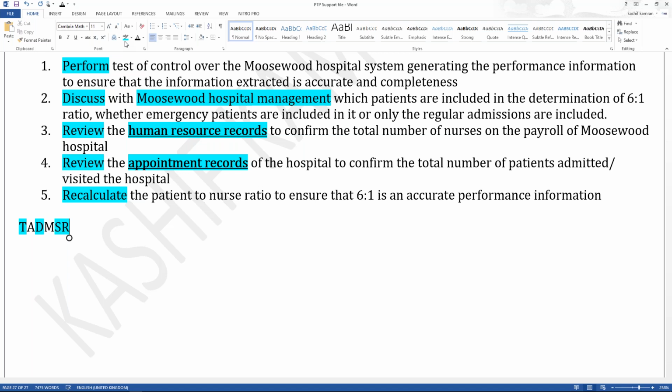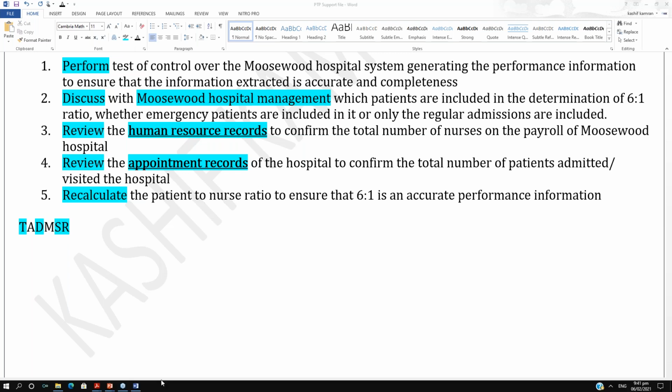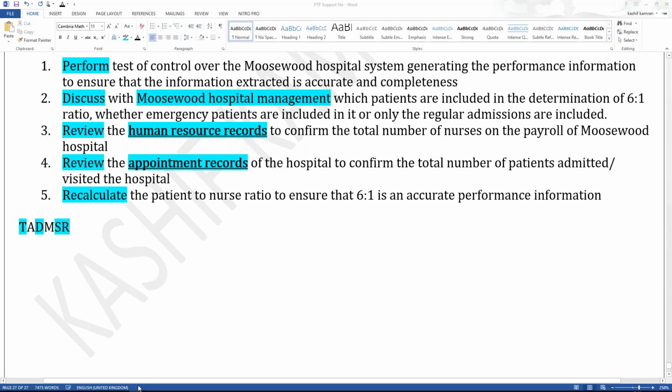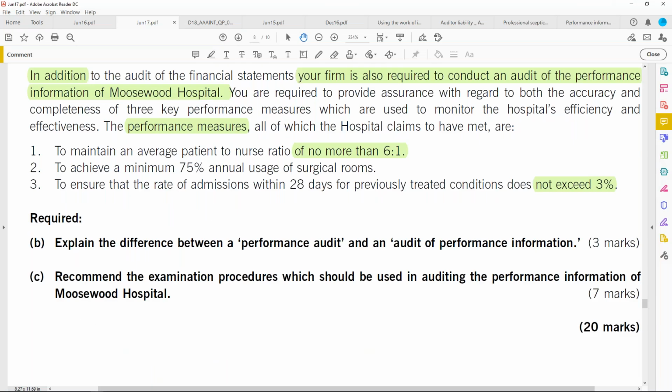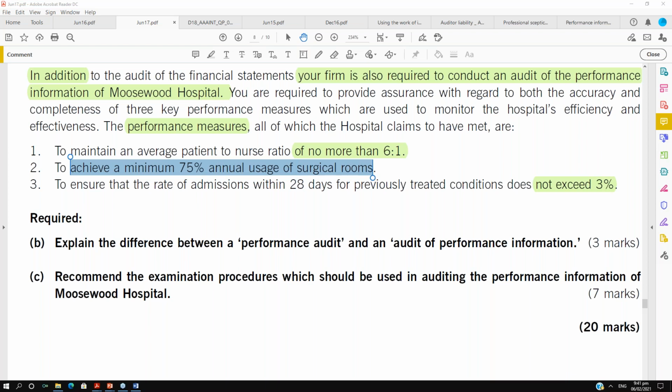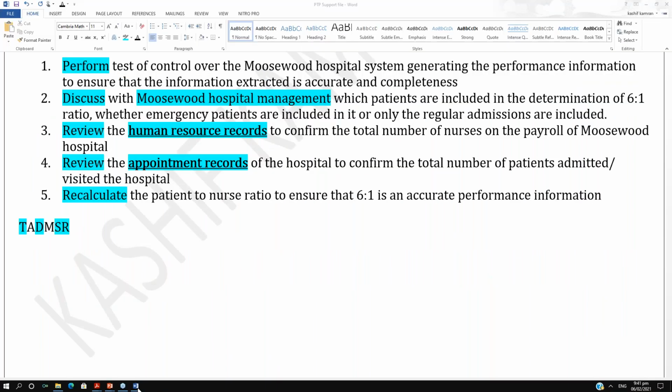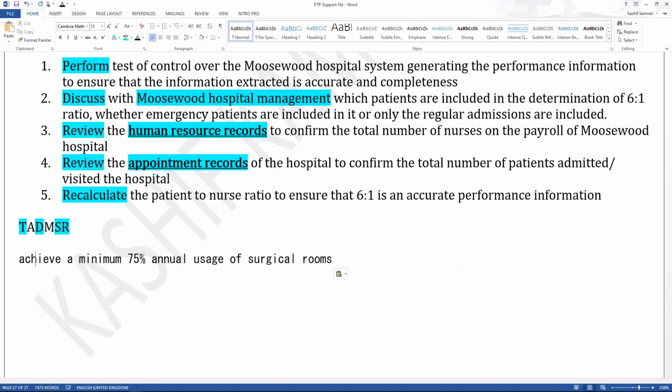And in the same way, just to give you an example, just one last example in exiting from this situation. To achieve a 75% usage of the surgical rooms. So they should achieve a 75% annual usage of the surgical rooms. Now, you know the surgical rooms in the hospital, where the surgeries are performed, just like the operation theaters. There might be minor surgical rooms and major surgical rooms where you perform the major operations and the minor operations, just like minor injuries as well, even the fractures.